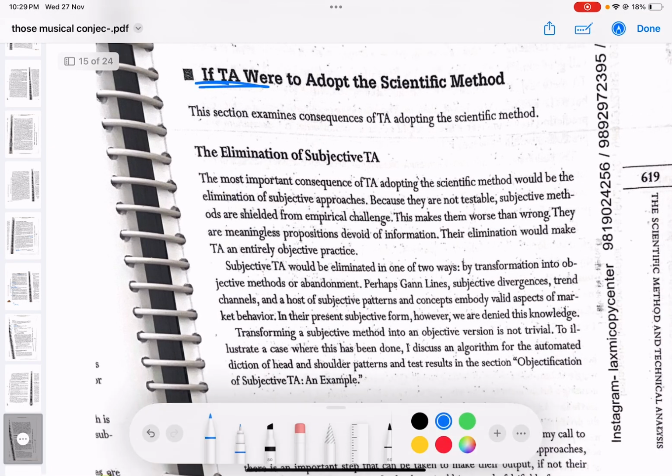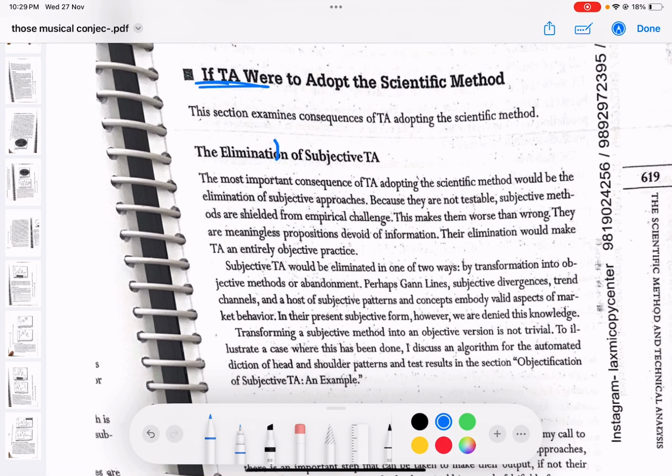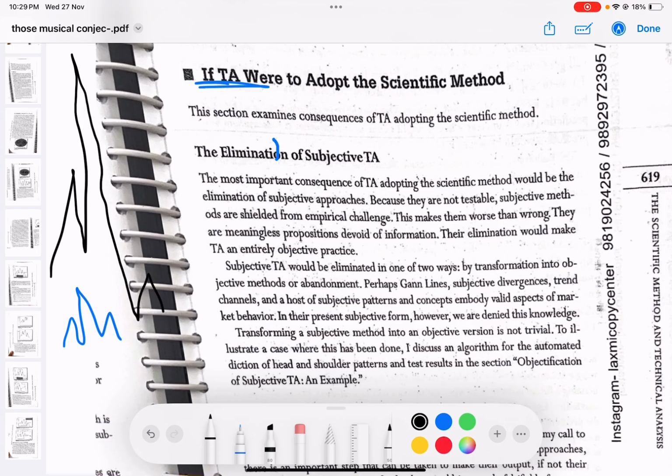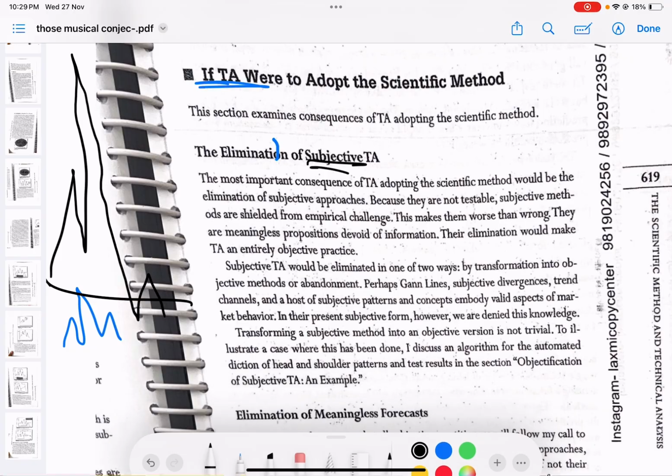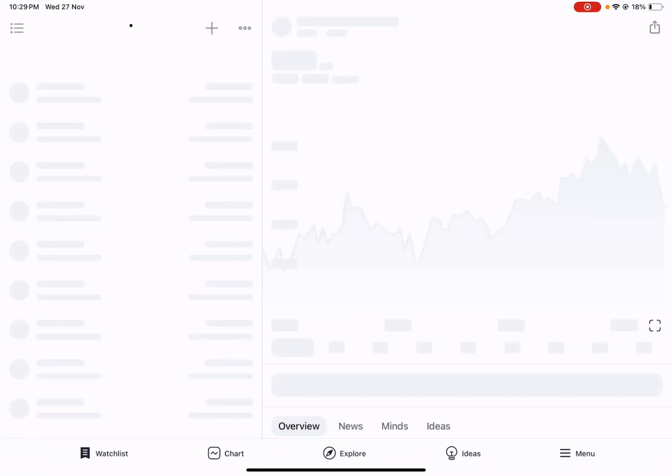So, if we had to do technical analysis using the scientific method, what would we do? The first thing you need to know is that when I talk about, let's say, head and shoulders, I might look at a head and shoulders like this. There might be a person who looks at a head and shoulders which shows like this also, which I wouldn't consider. So, it is highly subjective in nature, right? So, it is very difficult for us to basically say which one is valid and which one is not.